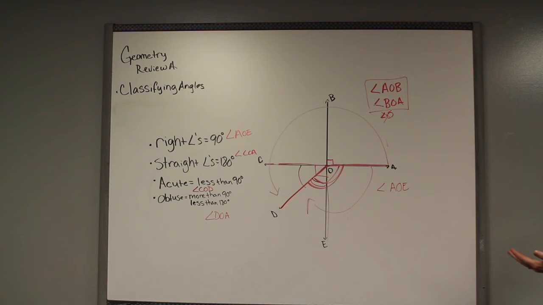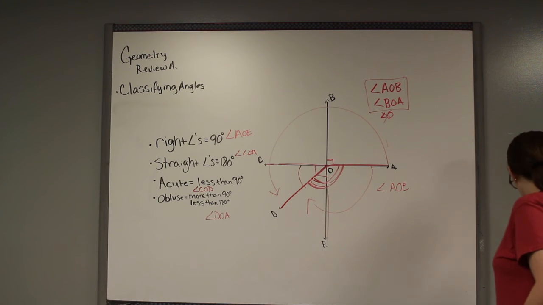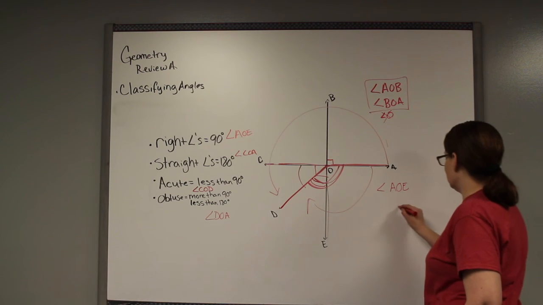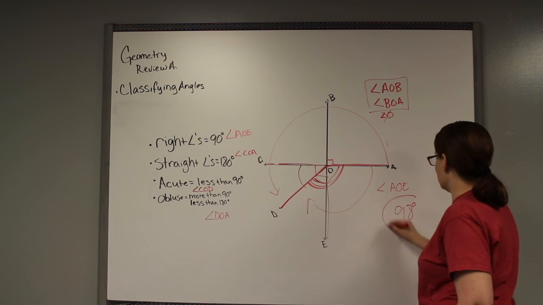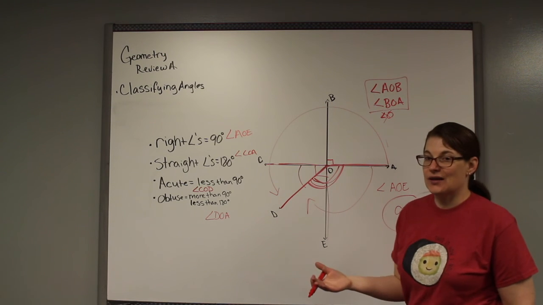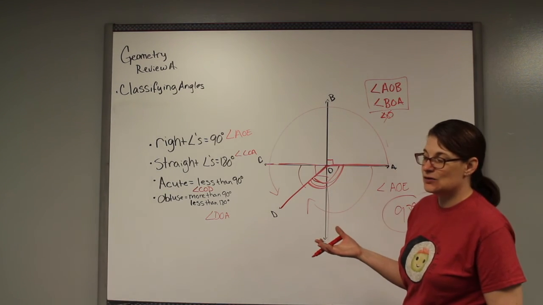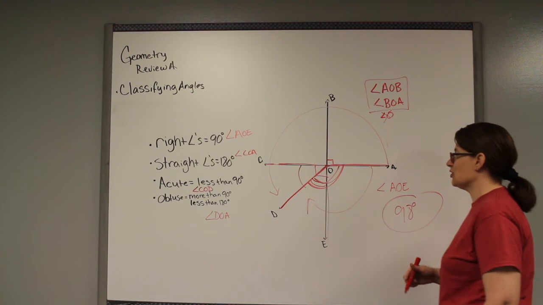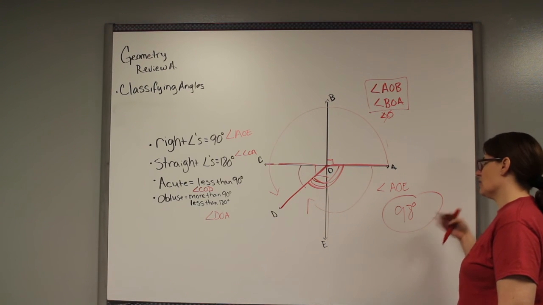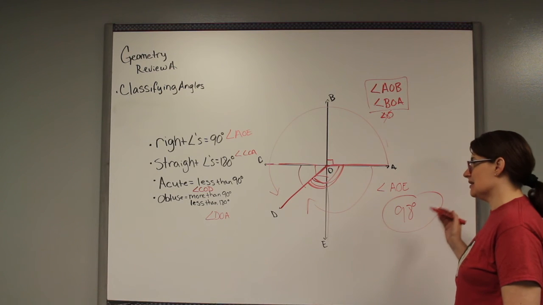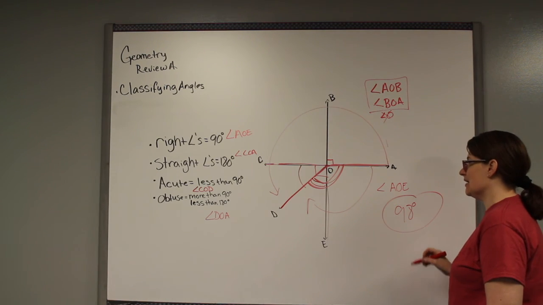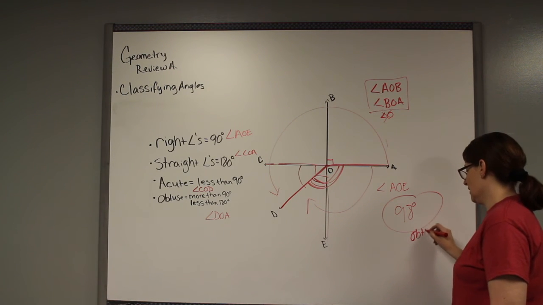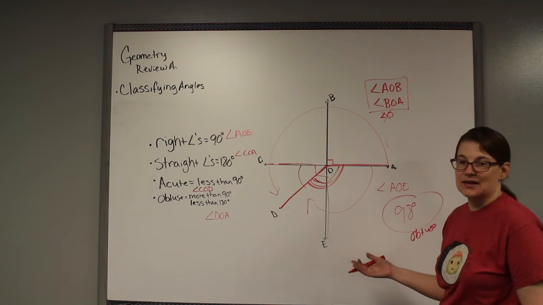Now there is a portion on the last page where it's going to give you an angle, 98 degrees, okay? You don't have to draw it. You do not have to measure it. It's going to ask you, is this acute, right, straight, or obtuse? Well, it's more than 90 and less than 180. It's obtuse. So you're just going to write that down there.